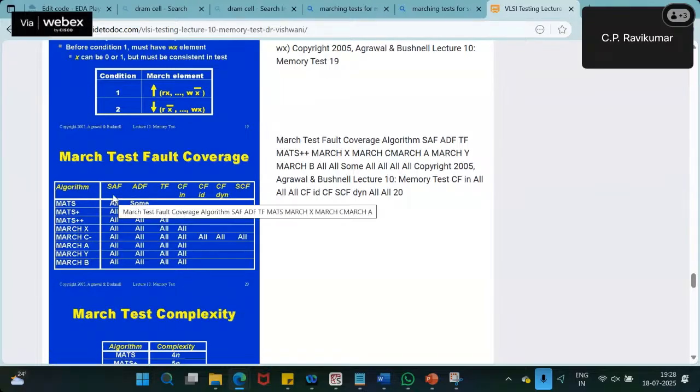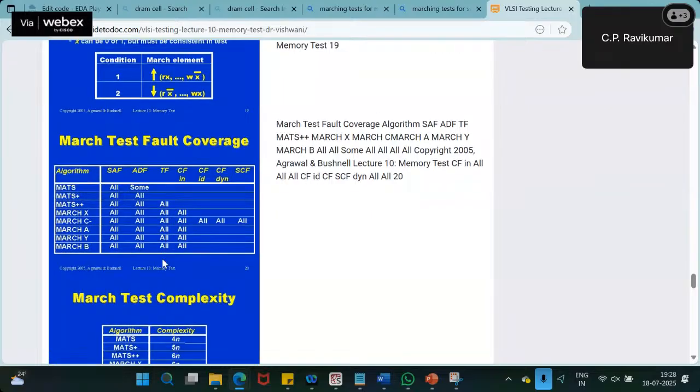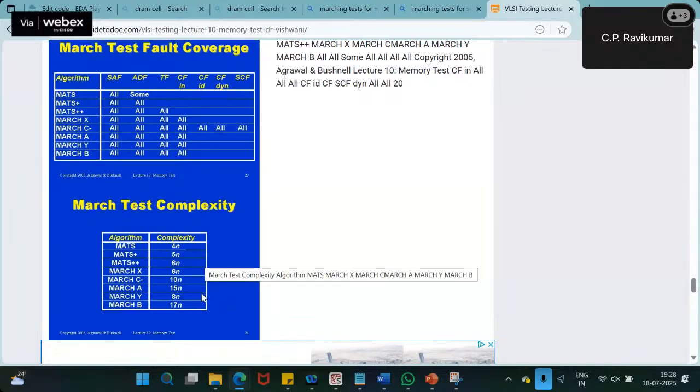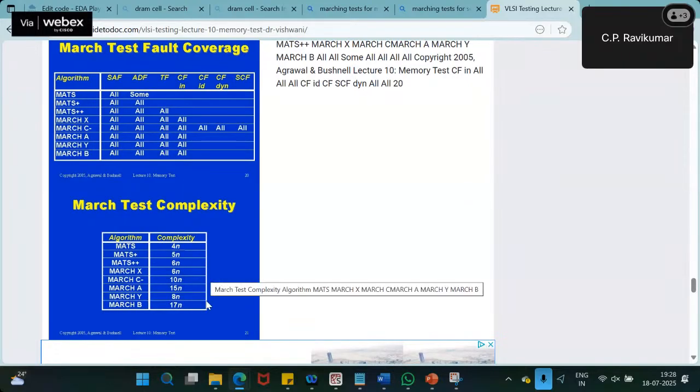And here you can see the analysis of these algorithms. All of them generally catch stuck-at faults, whereas MATS, you can see, doesn't even catch all the transition faults. But more expensive algorithms tend to catch all the transition faults. These are the complexities, we already saw that. Today, some of the popular algorithms that are used are March Y and March C minus. So these are all used.